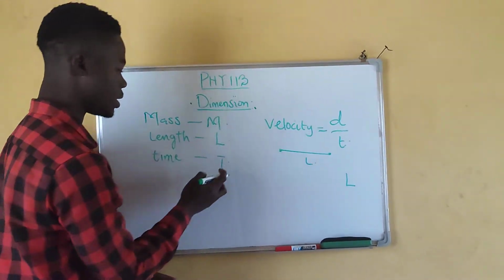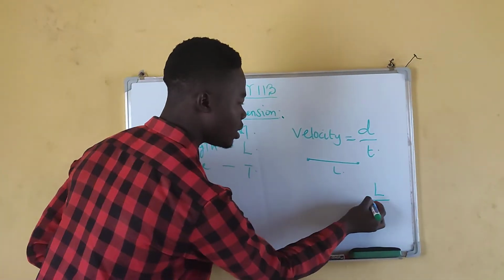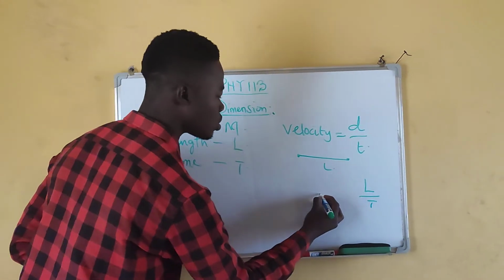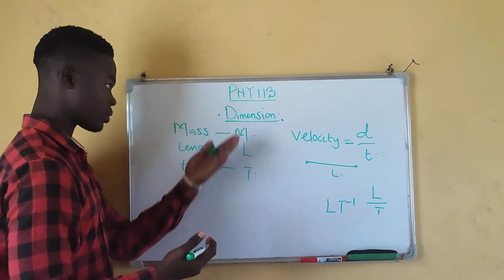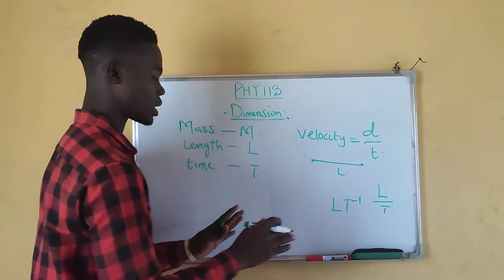Now the time is still time. So you have L over T. Now it becomes L T to the power minus 1. That is the dimension. It's very simple and straightforward.